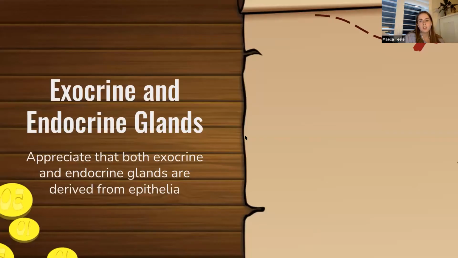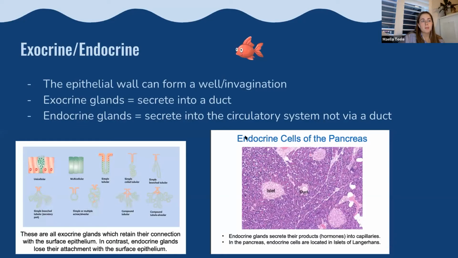And then there's just a very short note on your exocrine and endocrine glands. I know the lecturer wants you to appreciate that both exocrine and endocrine glands are derived from epithelia, and that's pretty much all you need to know. But the epithelial wall can form a well. So exocrine glands we see secrete into a duct, and endocrine glands secrete into the circulatory system, not via a duct. So if you have a look at this, this image here shows some exocrine glands.